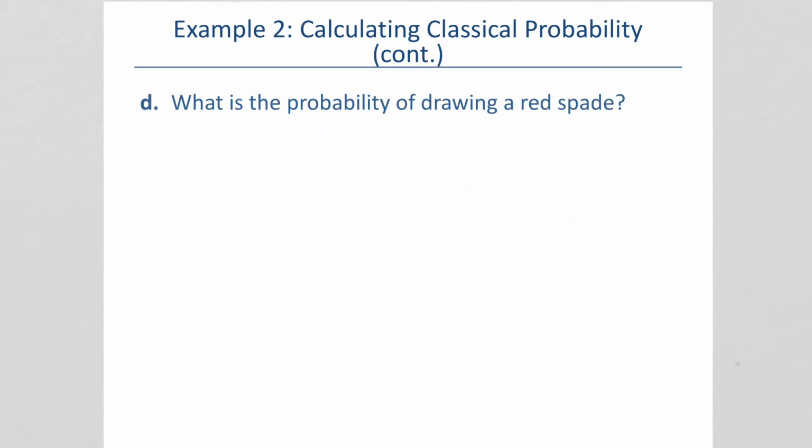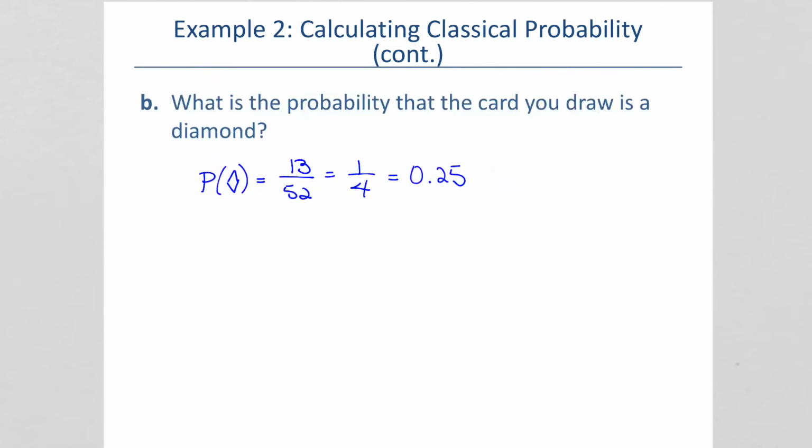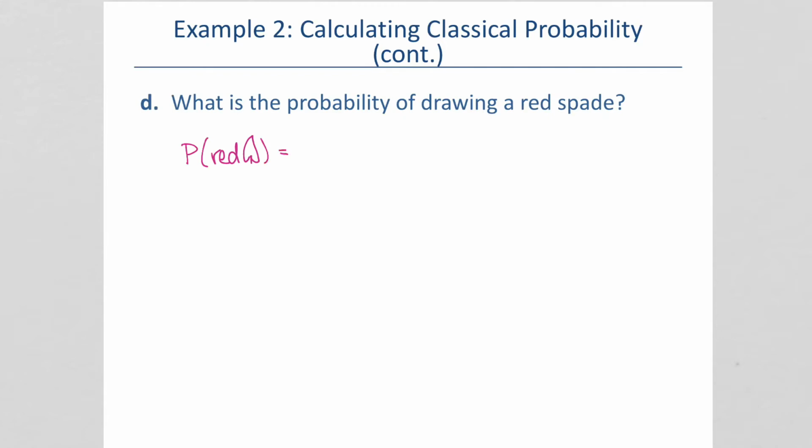And what is the probability of drawing a red spade? Oh, I'm trying to draw it so that I don't have to write it out. But so a red spade, let's look back here. All the spades are black. So there is no probability that you would draw a red spade.